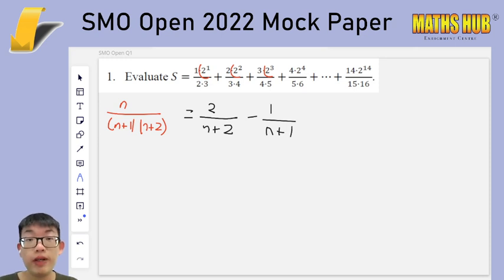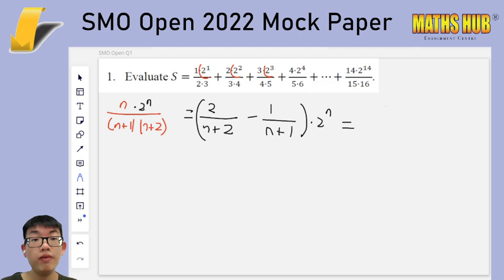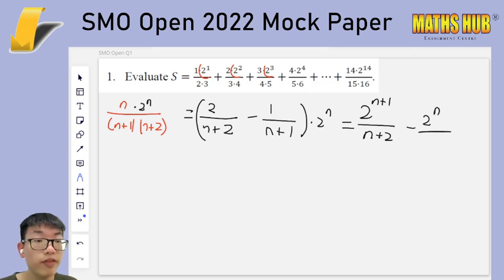And if you multiply by 2 to the power of n, you will see why it's a telescoping sum. The first term at the top becomes 2 to the n plus 1 over n plus 2, while the other is 2 to the power of n over n plus 1. And you see that these are the same kind of terms except with the n moving forward by 1 step. So that is precisely what we hope to accomplish in the method of differences.